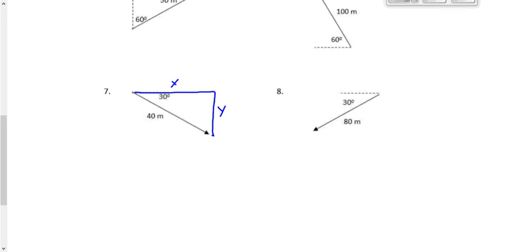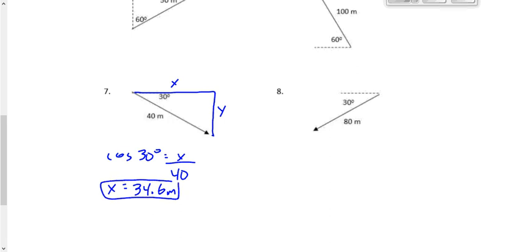Which side of the triangle is our 40 meters? Is that opposite, adjacent, or hypotenuse? That's the hypotenuse, right? Now, x is which side, opposite or adjacent? It's the adjacent side. So which trig function goes with adjacent and hypotenuse? Going to be cosine. So let's say cosine 30 degrees is equal to adjacent over the hypotenuse. X ends up being equal to 40 times cos 30, which I believe works out to be 34.6 meters. There's my x component.